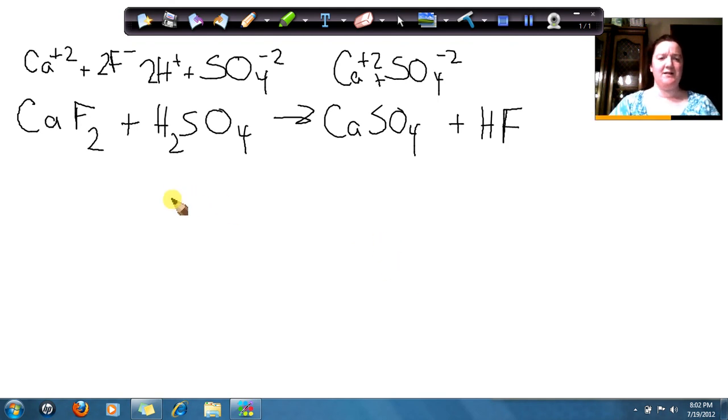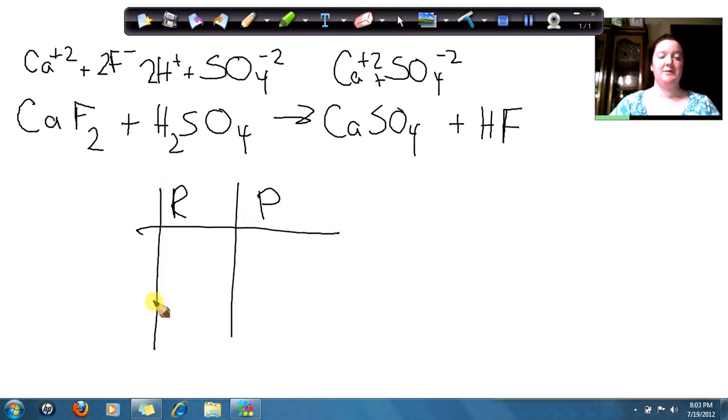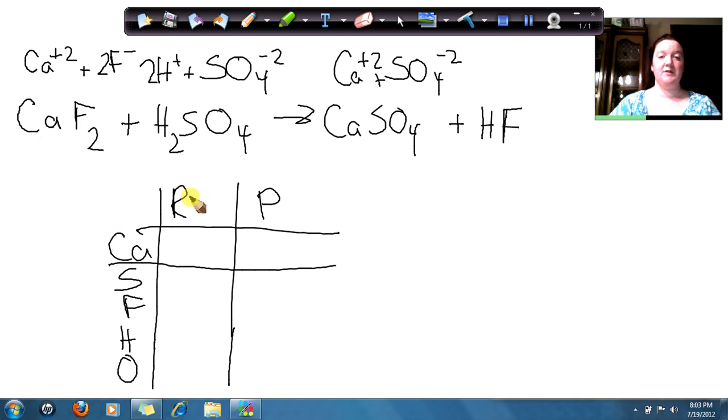So now let's balance it. We have our reactants and we have our products. Let's think about the different elements we have. We have calcium, we have sulfur, we have fluorine, we have hydrogen, and we have oxygen. If we look at our calcium, right now we have 1 calcium on this side and 1 calcium on that side. We have 1 sulfur on this side, and we have 1 sulfur on that side.